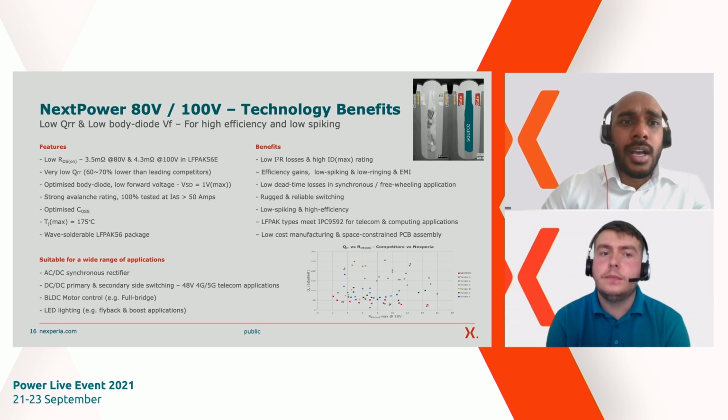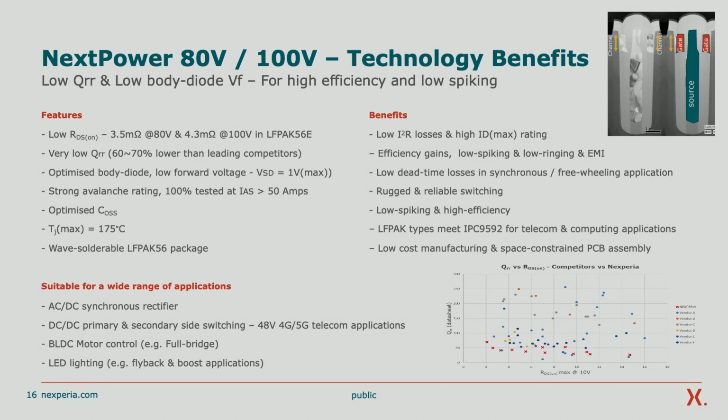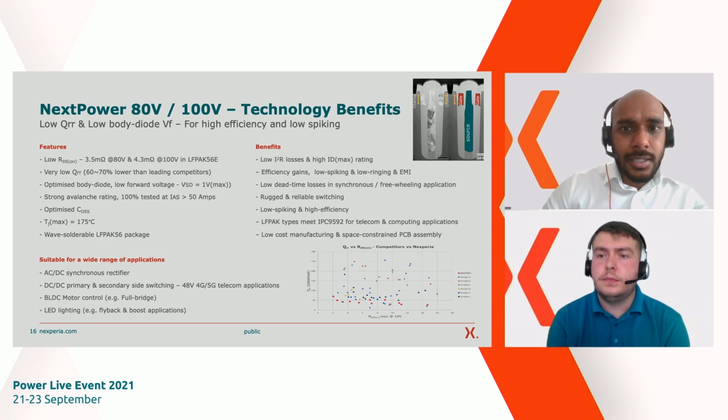With the optimized body diode, we paid special attention to bringing that VSD value to a minimum. What it leads to is that during the dead time, it minimizes those conduction losses, especially in synchronous rectification and freewheeling applications. Just like with any of Nexperia's portfolio, we offer a strong avalanche rating, which is 100% tested at a very high current of 50 amps. And this results in rugged and reliable switching. We optimize the output capacitance. This further contributes to keeping the spiking to a minimum while resulting in high efficiency.